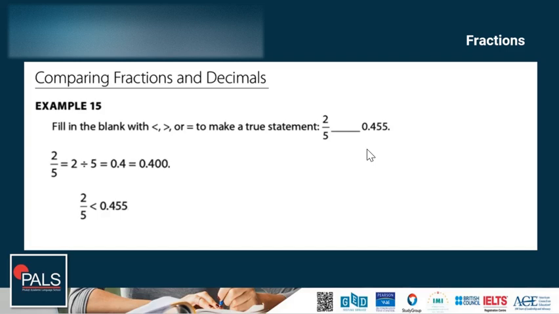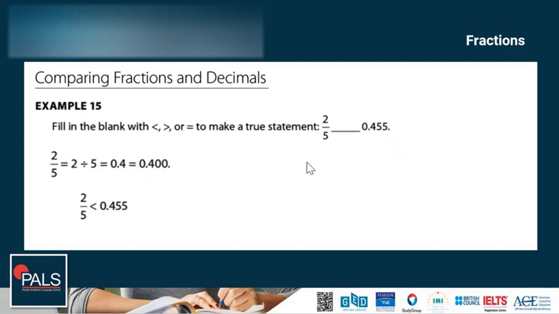Now, as you noticed in comparing fractions, rewriting two fractions with a common denominator makes it easier to compare them. The same idea applies when comparing fractions and decimals. Because every fraction can be written as a decimal, converting the fraction to a decimal lets you compare the two numbers on the same footing. Let's look at example 15. Fill in the blank with less than, greater than, or equal to make a true statement. 2/5 blank 0.455.